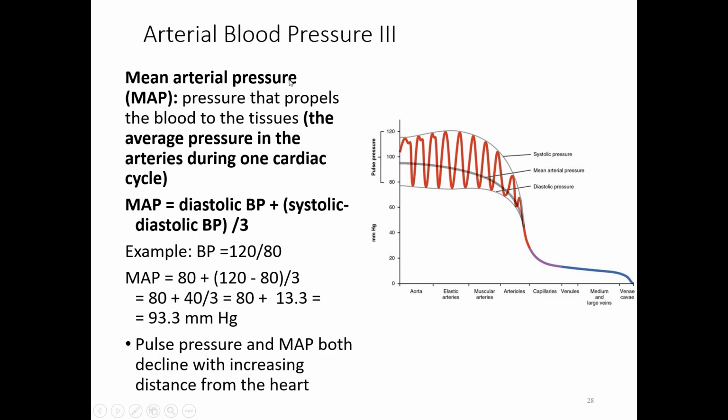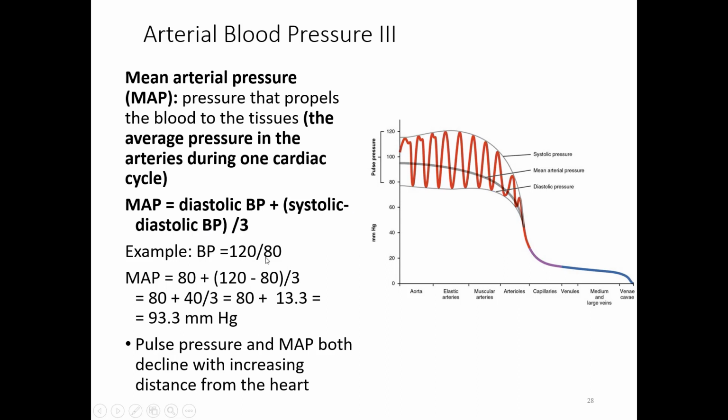The next term is mean arterial pressure, the average pressure in the arteries during one cardiac cycle, or one cardiac contraction. And there is a formula for calculating your mean arterial pressure. It would be diastolic blood pressure plus systolic minus diastolic blood pressure, divided by 3.